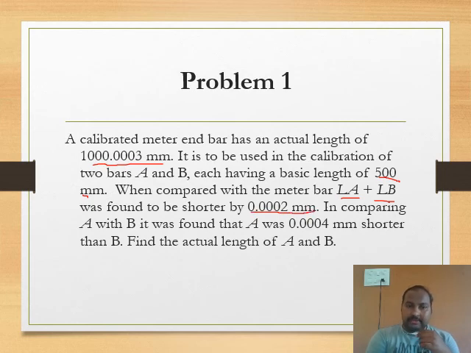On comparing A with B, it was found that A was 0.00004 shorter than B. So LA is a shorter bar, LB is a longer bar. When both are run together and compared with the 1000 mm bar, which actually has a length of 1000.0003, we get a shorter length by 0.0002. So what is the problem? What do we have to determine? We have to determine the actual lengths of A and B.